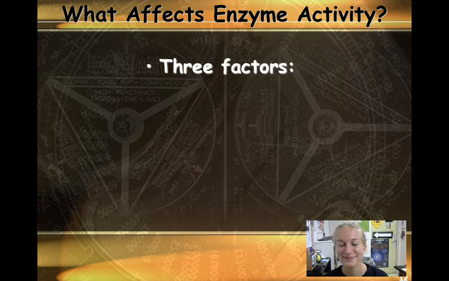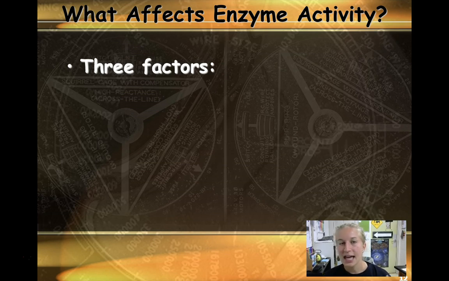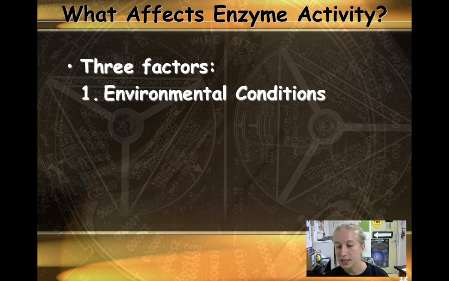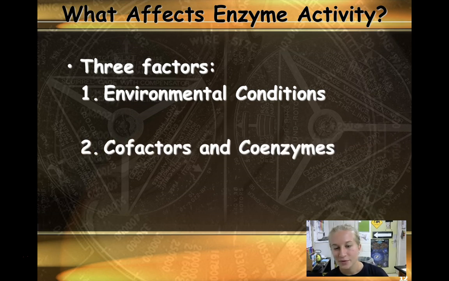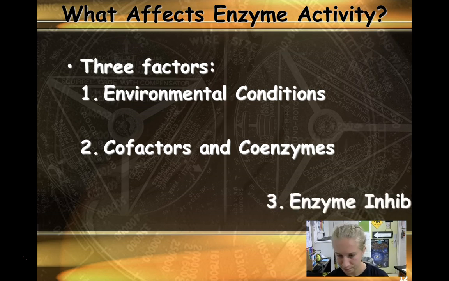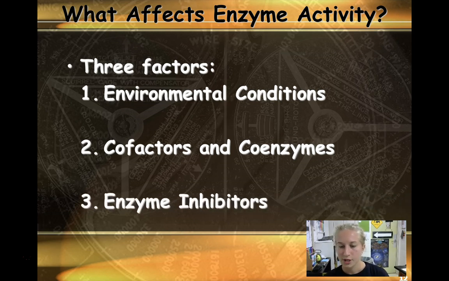Okay, 3 factors that affect enzyme activity. Number 1, environmental conditions. So this includes things like heat and acid levels and things like that that can maybe denature an enzyme, because you have to keep in mind enzymes are proteins that are balled up amino acids. They can unravel. Number 2, cofactors and coenzymes, and then number 3, enzyme inhibitors, which are things that attach to the enzyme and then affect the way that other things attach to the enzyme.